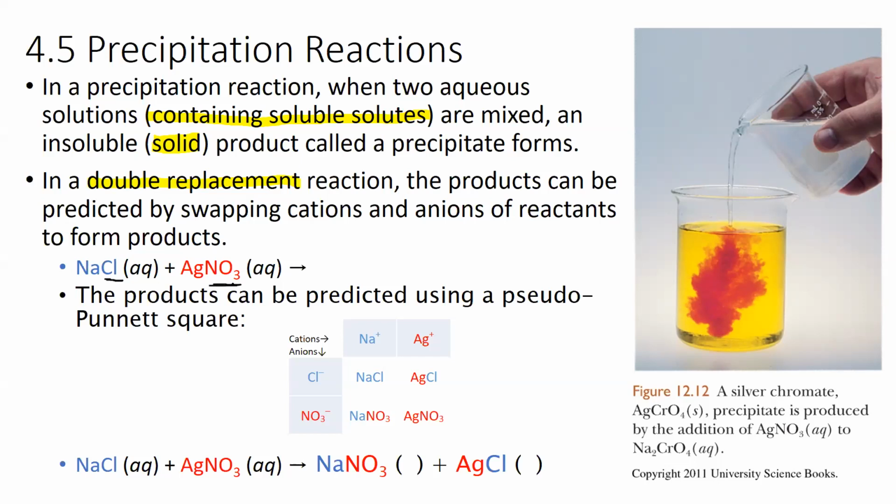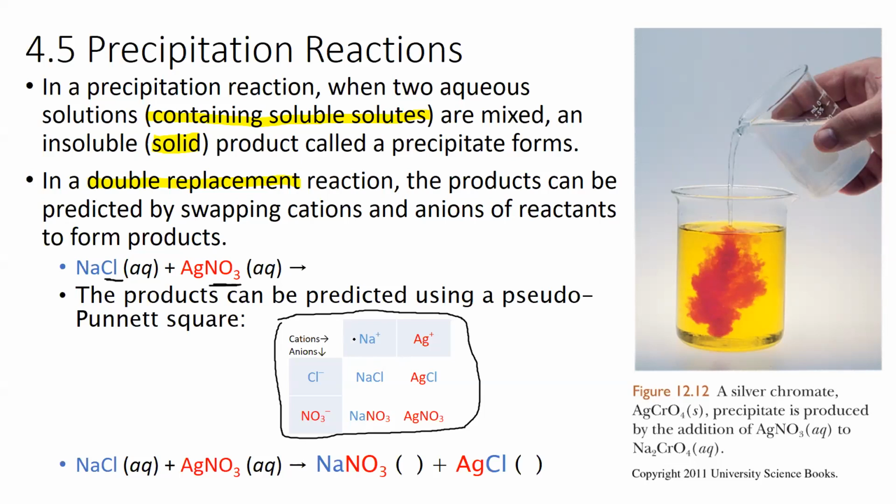So long and short of it, that's what we're going to do. Now, the way you can do this is by making this fake Punnett square over here. The way we're going to set this up is you put the cations on one side and the anions on the other, right? Hopefully you know what a Punnett square is from elementary school biology when you studied Gregor Mendel and his pea plants.